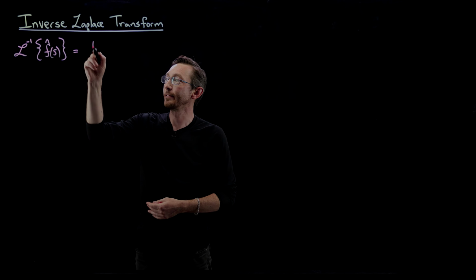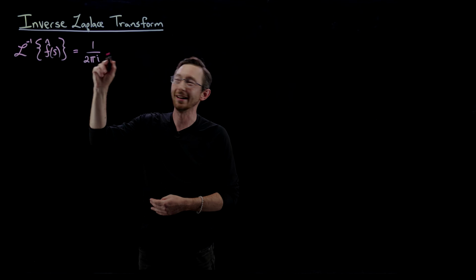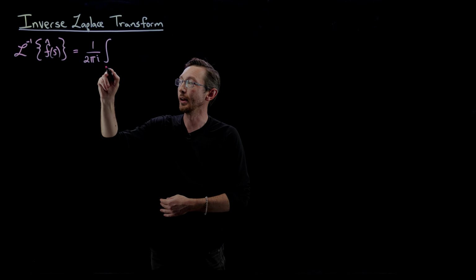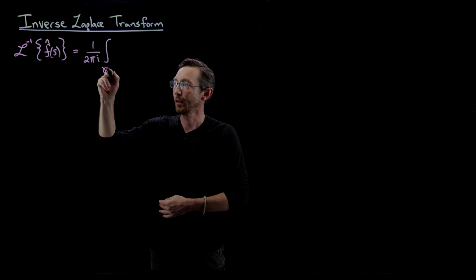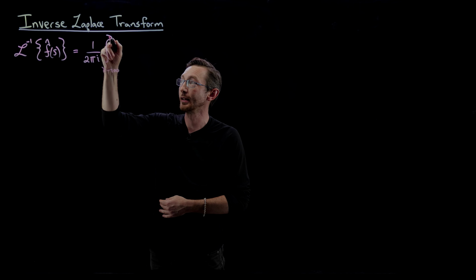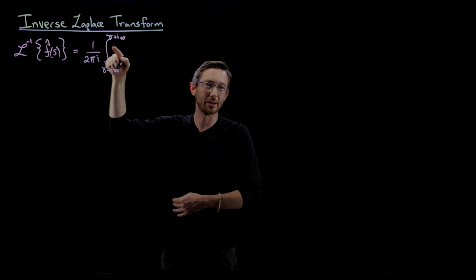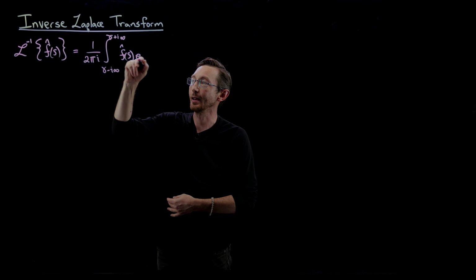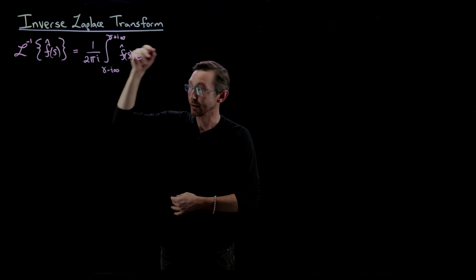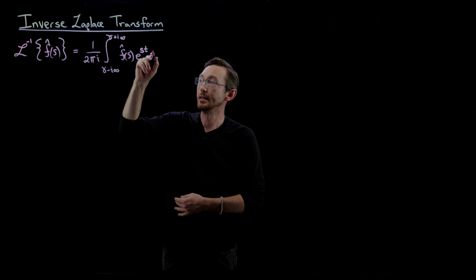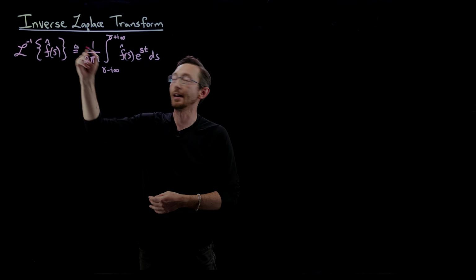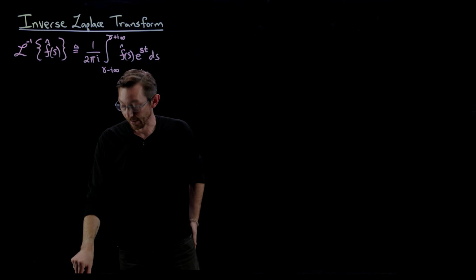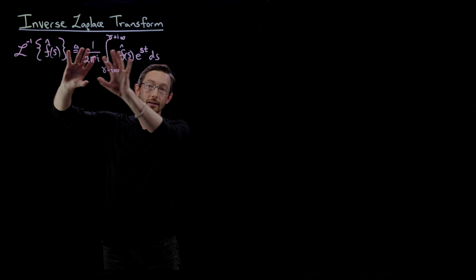And this is usually defined as 1 over 2 pi i. It's a super hairy integral. I'm going to write it out. 1 over 2 pi i integral from gamma minus i infinity to gamma plus i infinity. I'll tell you what this means in a minute. Of my frequency domain function f hat times e to the st ds. And this is the definition. When I put that triangle up there, you know that I've kind of just pulled this out of my hat. This is the definition of the inverse Laplace transform.